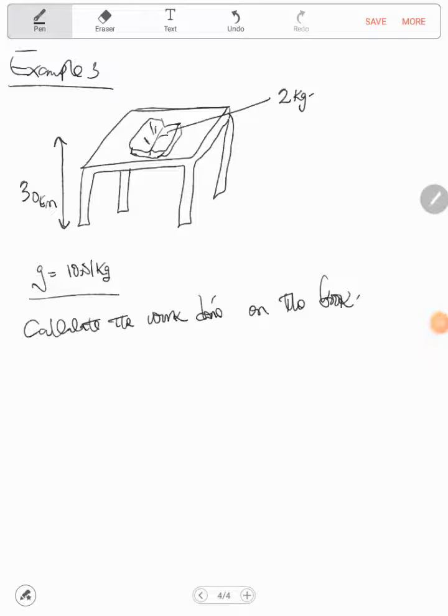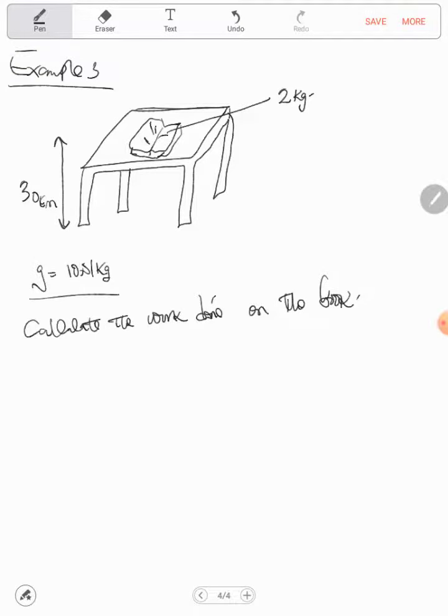Okay, let's look at this last example. We have a book here. The book is on top of the table, and the table is 30 centimeters tall, and the book is 2 kg. That's the mass. Taking g to be 10 newton per kg, calculate the work done on the book.